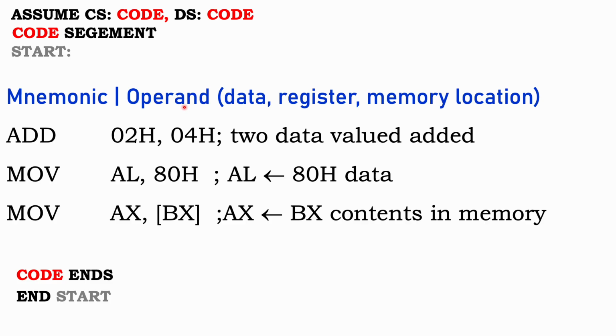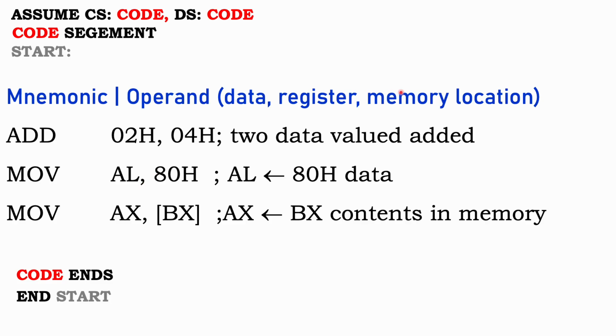I gave the example for the mnemonic, the add operation, whereas the operand is data, these 2 data are being added. For register also I gave an example, AL is a register. The 80H is directly loaded into the register AL, the accumulator register AL. Maybe AH. AL stands for lower byte, AH stands for higher byte. We can use AX also, where all 16 bits can be moved into the AX. Like that we can use the register.